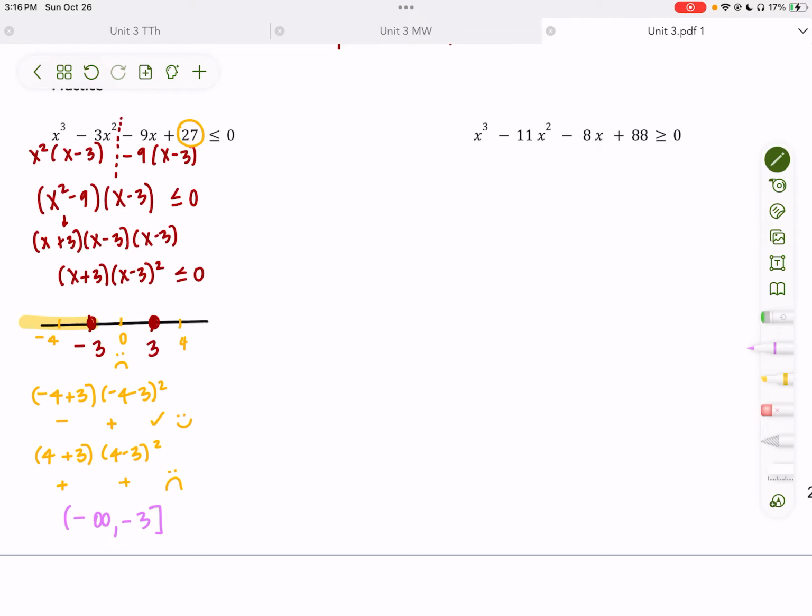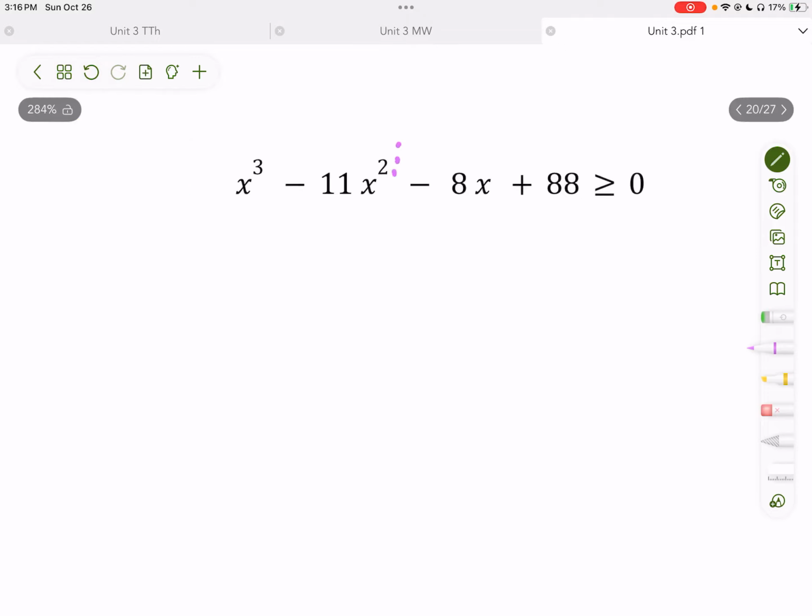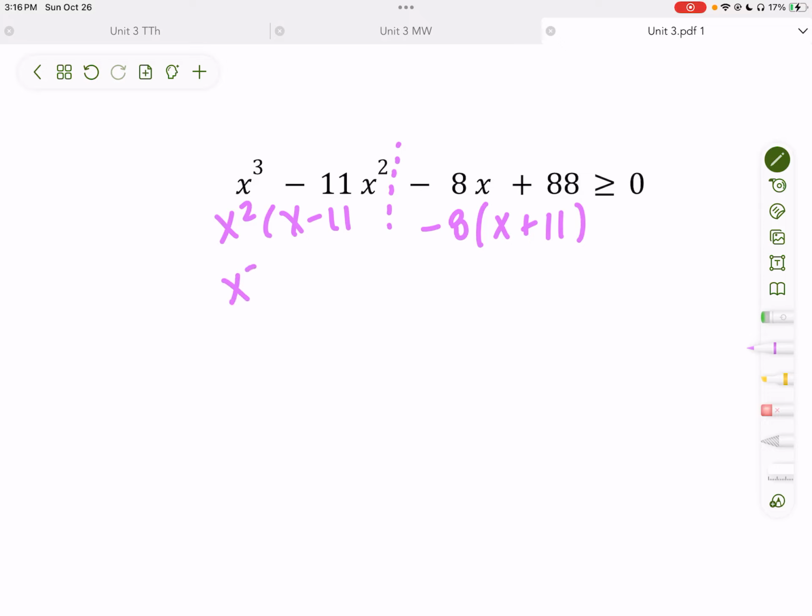Okay. Moving on to the next one, also factorable by grouping. Take out an x squared, take out a -8, going to give us x squared minus 8, 11, greater than or equal to 0.